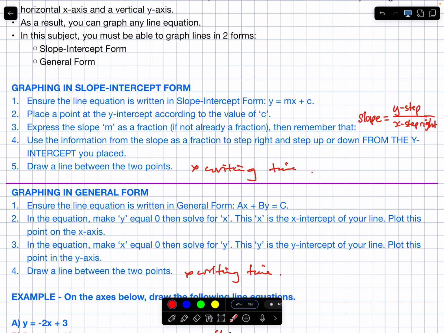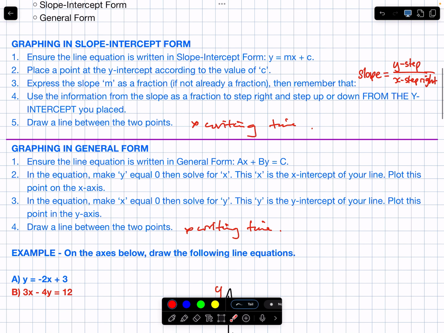Graphing in slope-intercept form, my way. So what I'll do is I'll demonstrate those steps. If some of you are still writing, that's fine.